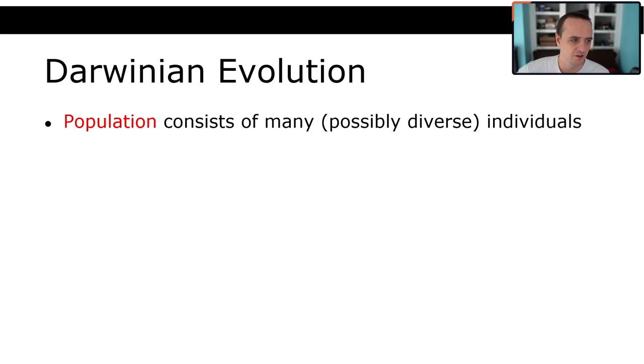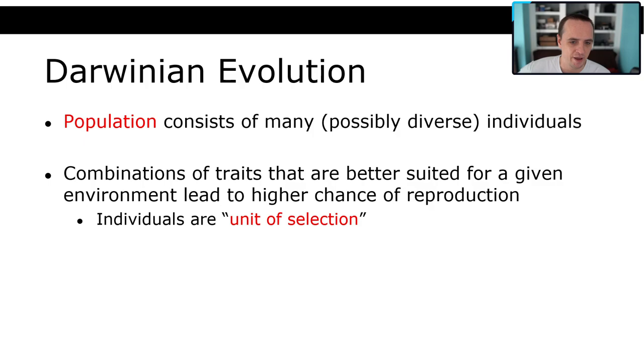Combinations of traits that are better suited for a given environment lead to a higher chance of reproduction. So individuals are sort of the unit of selection, right? They are the things that are selected to reproduce. And note here that this is very, very important: a higher chance of reproduction. You are not guaranteed to reproduce, okay? No matter what happens, you can be hit by a bus.